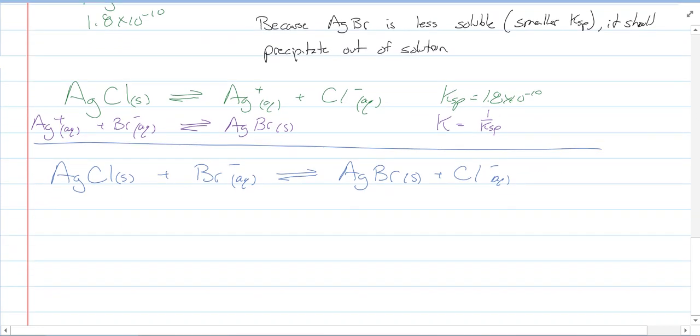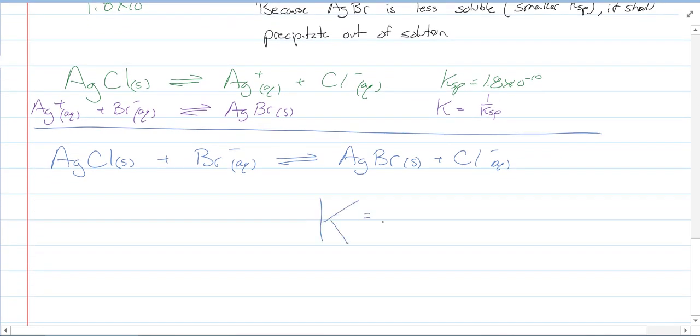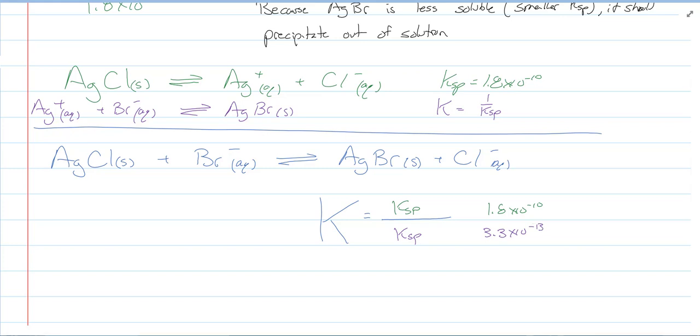And so this K would be KSP for silver chloride, which is 1.8 times 10 to the negative 10th, divided by KSP for silver bromide, which is 3.3 times 10 to the negative 13. And I get 545. So it's a positive number, yeah. Silver bromide. Now, not all of the silver chloride will dissolve and all of the silver bromide precipitates, but the reaction is favored to do so. It is favored to go in that direction.